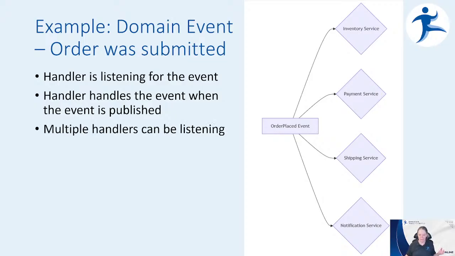So in our case here, we can have an inventory service listening for that order placed event. We can have the payment service listening for order placed. We can have shipping service listening for the order placed, and notification service listening for order placed. So in this case, we're looking at the order placed event. Now, mind you, this is not the only event that happens within our domain. So let's take a look at a sequence of domain events in a shopping process, specifically with creating the order.